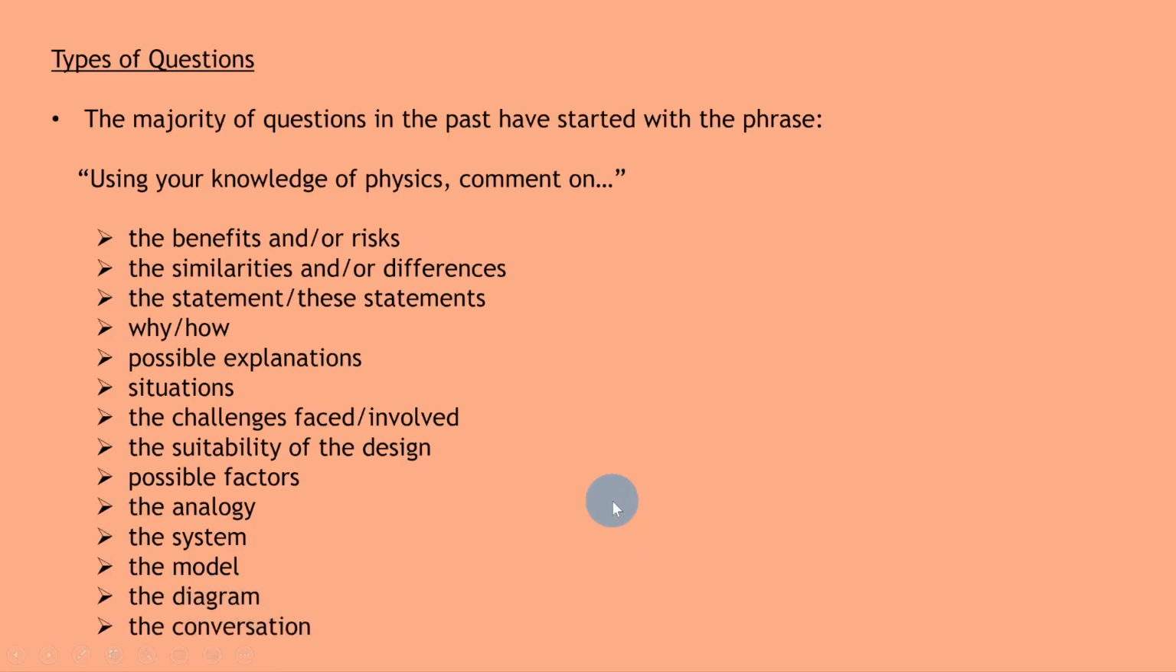So for example, a question might have a conversation between 2 people and you have to comment on whether the statements are correct or incorrect. And it's worth pointing out that the first one there, the benefits and/or risks, is sort of just like an advantages and disadvantages kind of question.